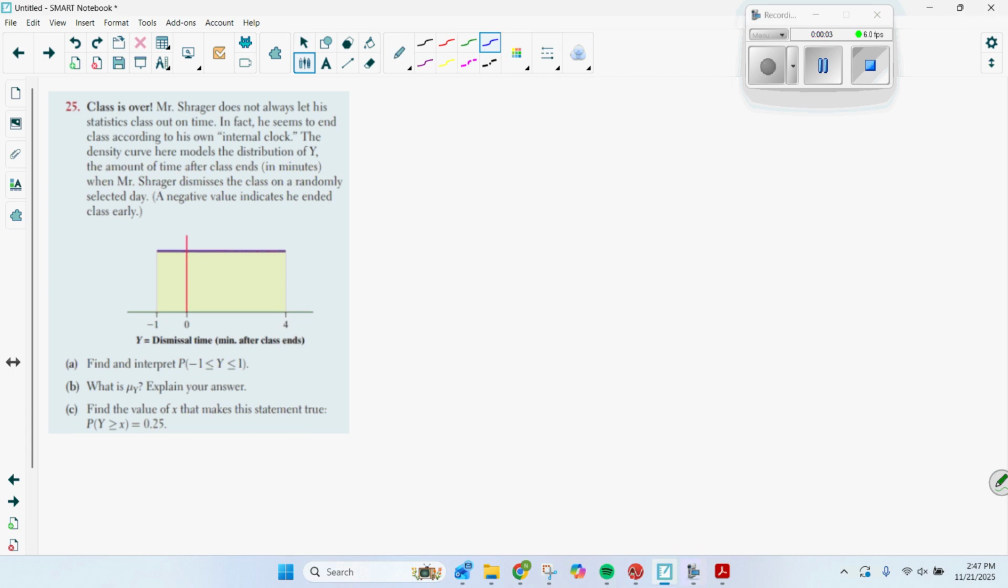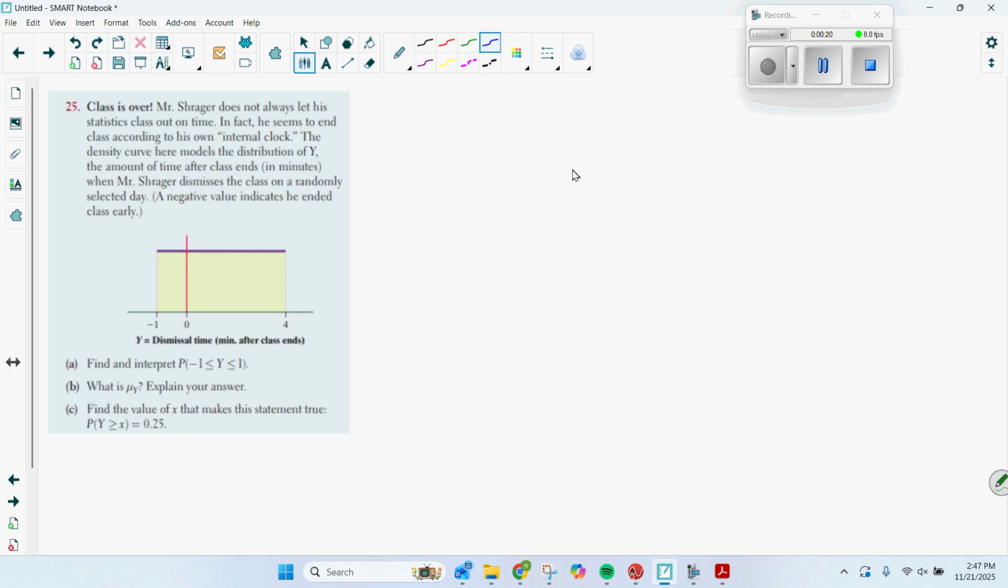Okay, this is a question about a continuous random variable that is uniform. Mr. Schweiger does not always let his statistics class out on time. In fact, he seems to end class according to his own internal clock. This might seem familiar. I think we had a test question that looked very similar to this.